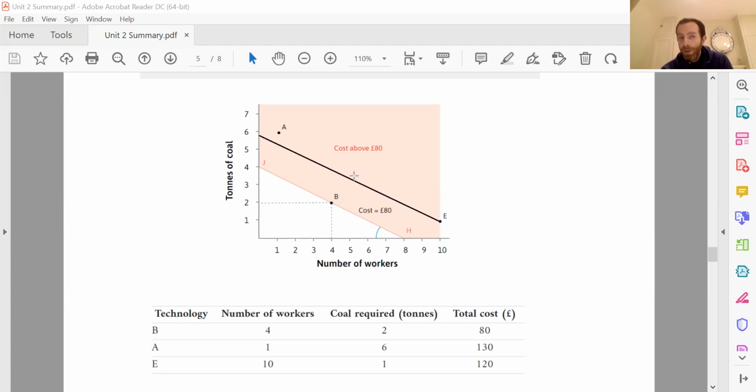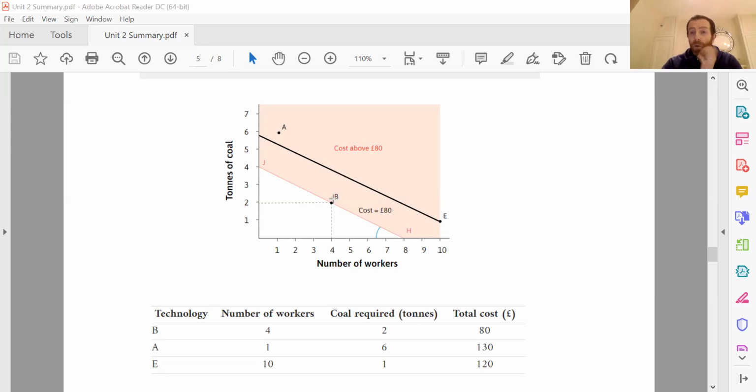It's higher up. It's a higher total cost. And to get to A, I'd have to go even further away, an even higher total cost. So technology B is definitely the best one to choose because it is on the isocost line which is closest to the origin, the lowest down, which means it's got the lowest total cost.